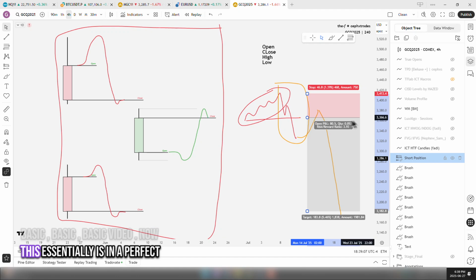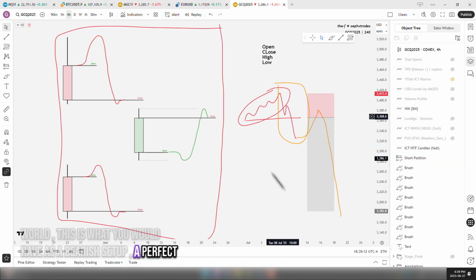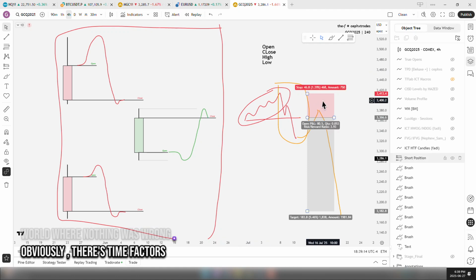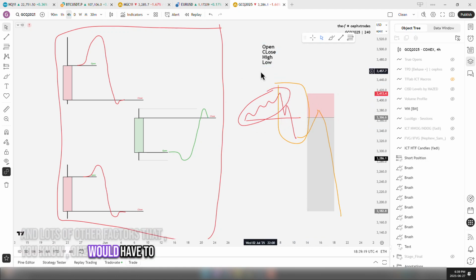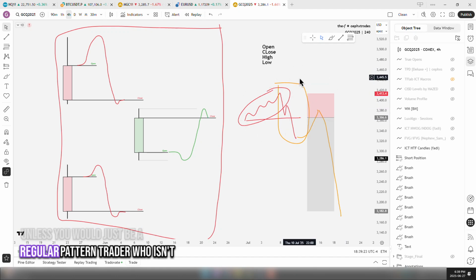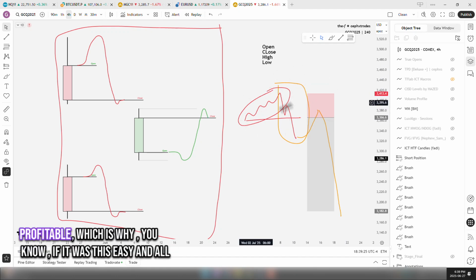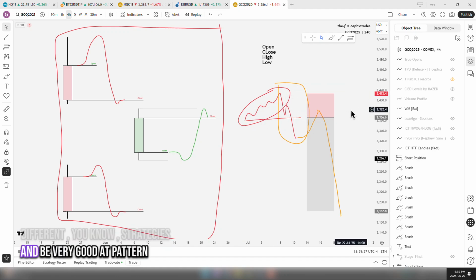Now, in a perfect world, this is what you would have as a bearish setup. A perfect world where nothing was wrong. Obviously, there's time factors and lots of other factors that one would have to employ to make this profitable. Unless you would just be a regular pattern trader who is unprofitable, which is why, if it was this easy and all you had to do was find this and then trade it, everyone would be millionaires. But it's not this easy. You have to employ different strategies and be very good at pattern recognition, to be honest.